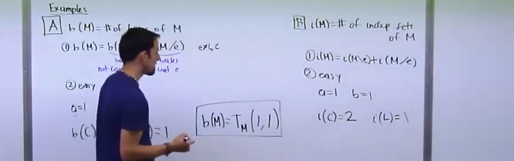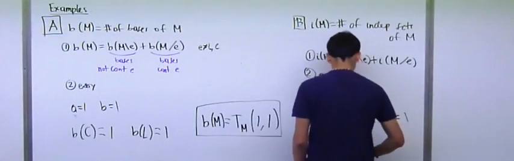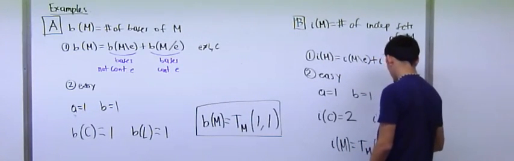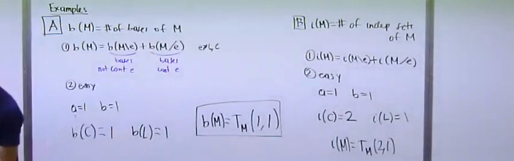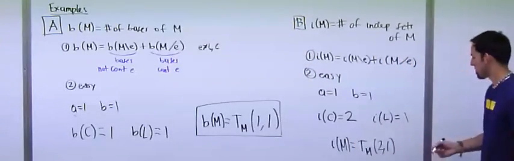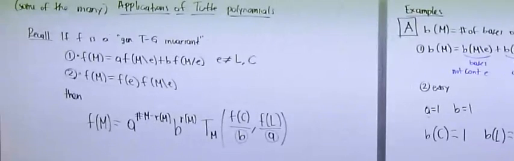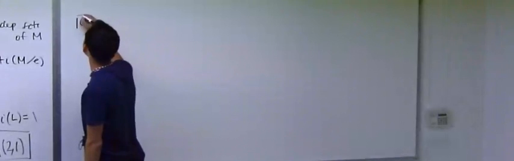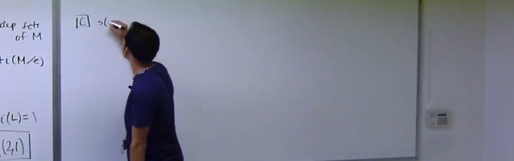So a loop has one independent subset, and therefore the number of independent sets of the matroid is just the Tutte polynomial at (2, 1). Okay? Again, it couldn't be much easier than this. So if you have the Tutte polynomial, you immediately have the number of independent sets. Okay, next one.